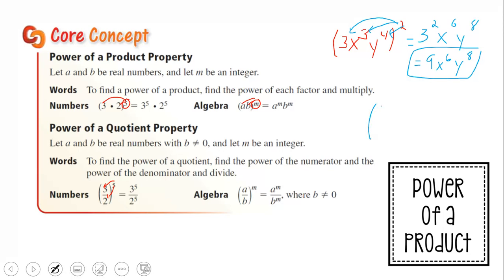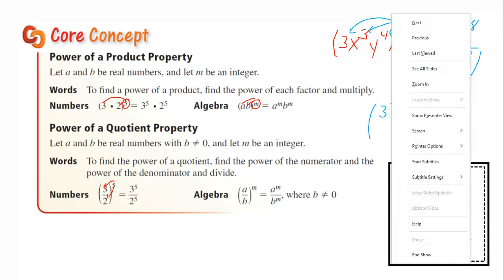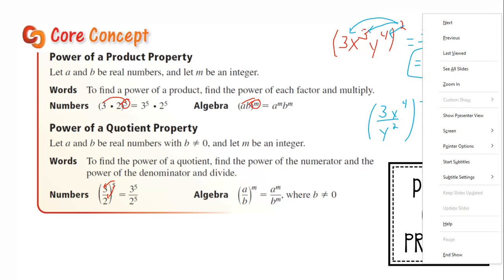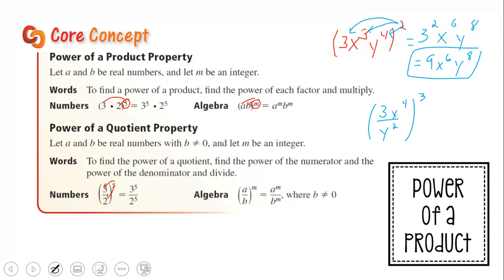Similarly, if I had a fraction, maybe I had 3 squared, well, I'll keep it just as 3. 3x to the 4th over y squared. And I wanted to raise that all to the 3rd power. That cube on the outside is going to go to everything. So you'd end up getting 3 cubed x to the 12th over y to the 6th as your answer. And 3 cubed, you can simplify to 27 if you want it. But notice that exponent is going to everything that's involved in there.